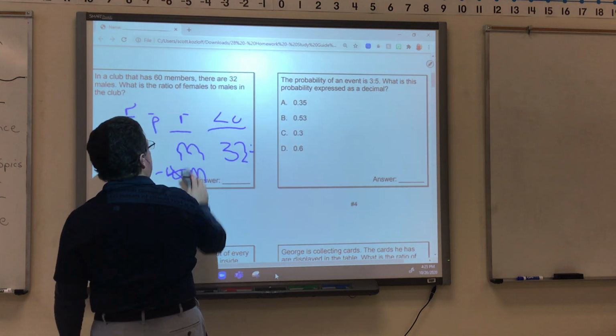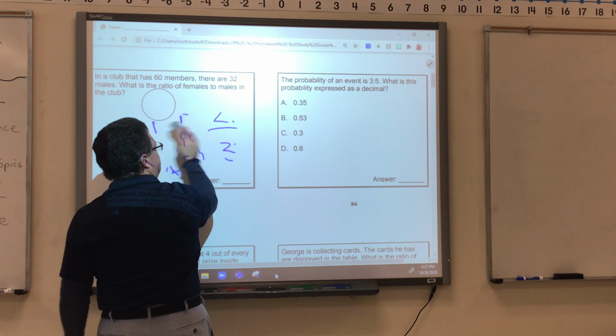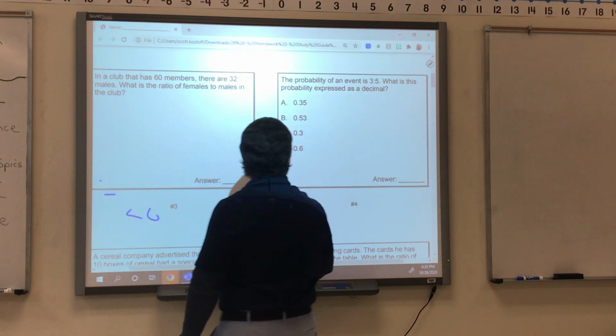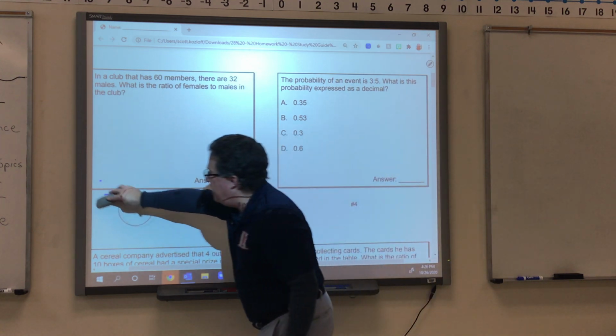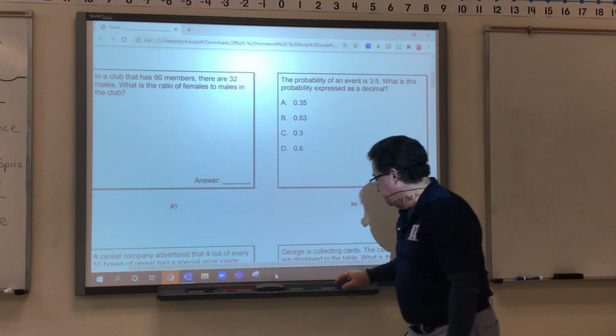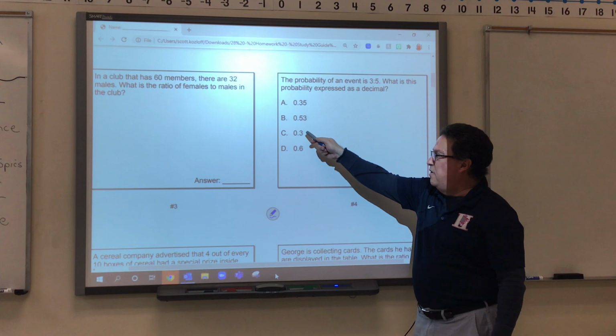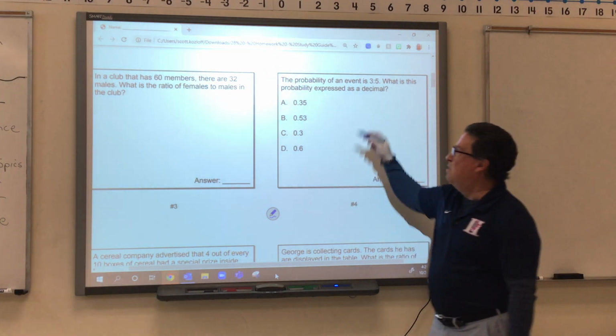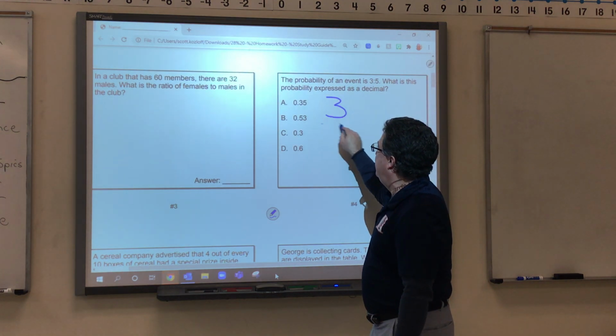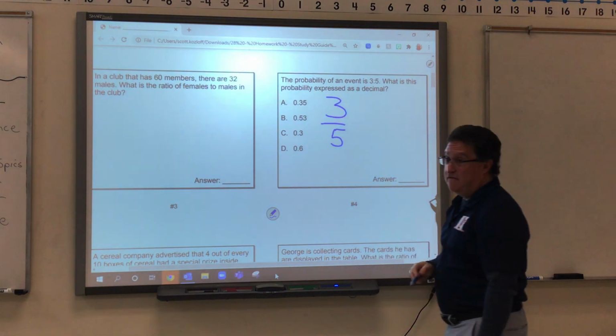Number 4 says the probability of an event is 3/5. What is the probability expressed as a decimal? This is the exact opposite of question number 2. So now I'm going to make a decimal out of a ratio. So the other way to write 3/5 is to write 3/5.